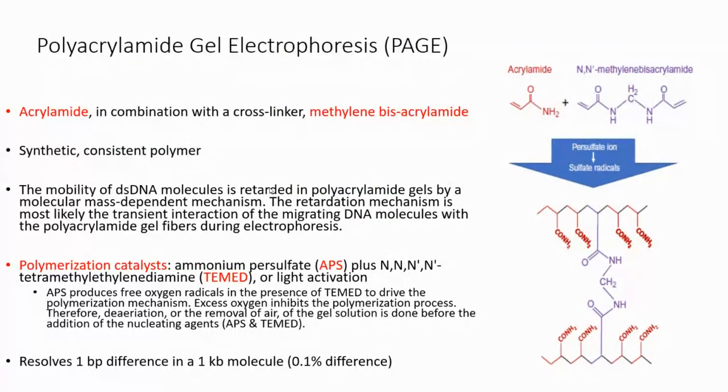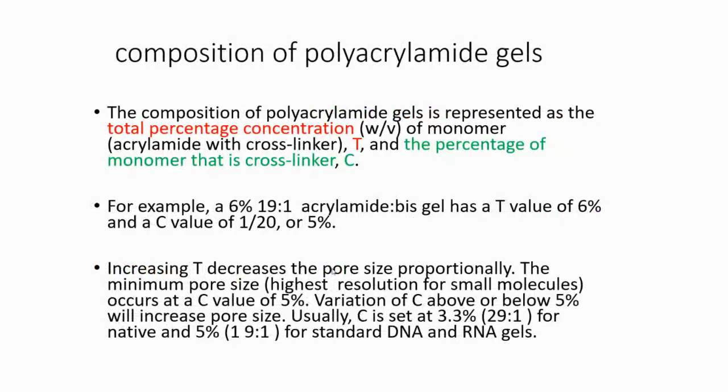And of course, there's another type of gel. It's called polyacrylamide gel electrophoresis, where you use polyacrylamide to perform the gel electrophoresis. With polyacrylamide gel electrophoresis, you can have a higher resolution of the DNA fragments. Making this polyacrylamide gel is more complicated because it's a mixture of acrylamide and bisacrylamide. Then you need polymerization catalysts, like ammonium persulfate and TEMED. APS, ammonium persulfate, produces free oxygen radicals in the presence of TEMED to drive the polymerization mechanism. So these two are the polymerization catalysts that you need to add.